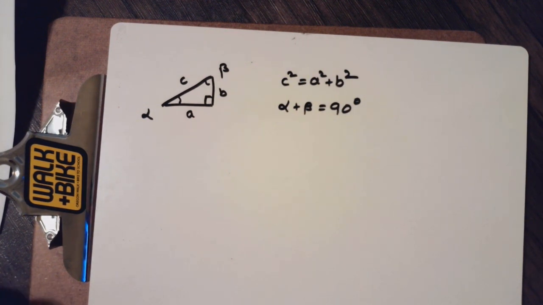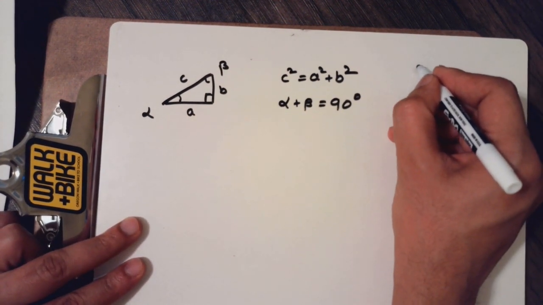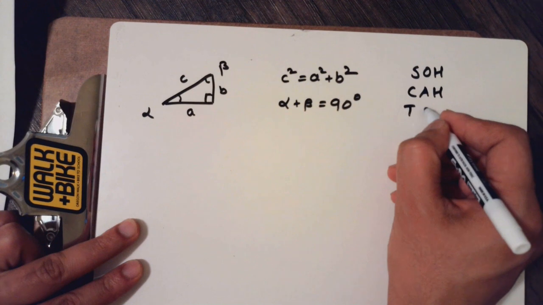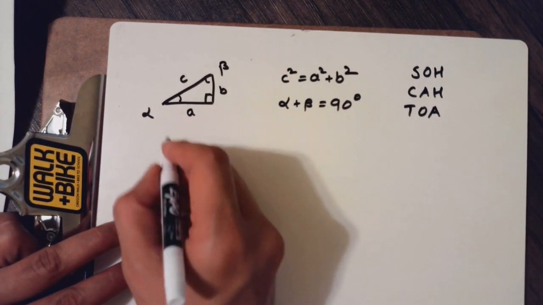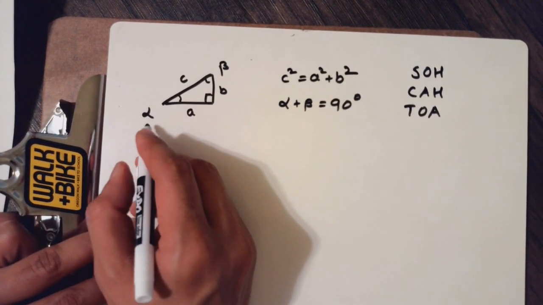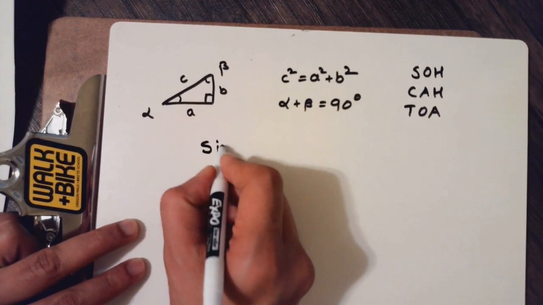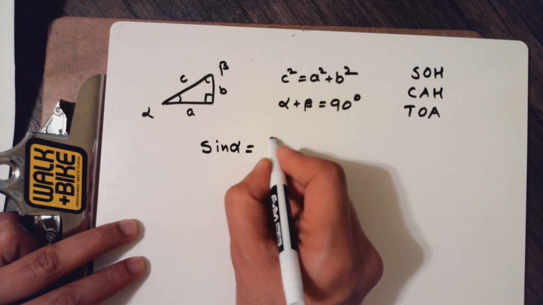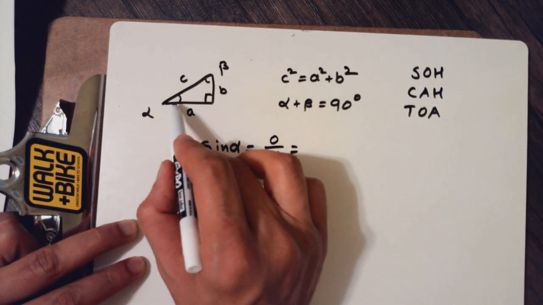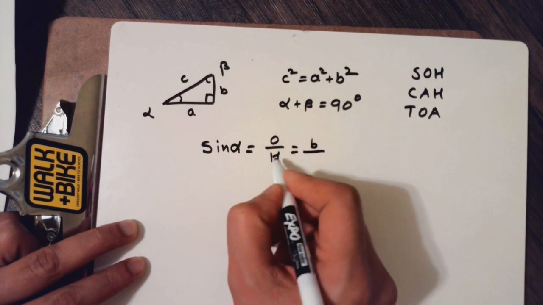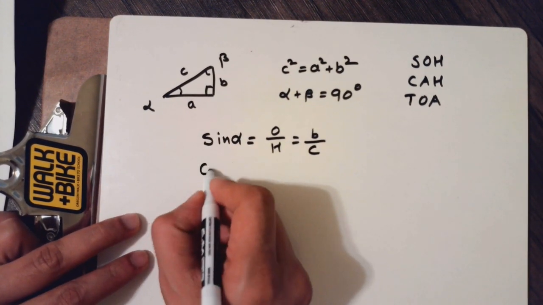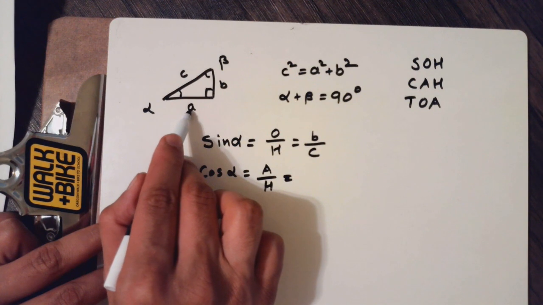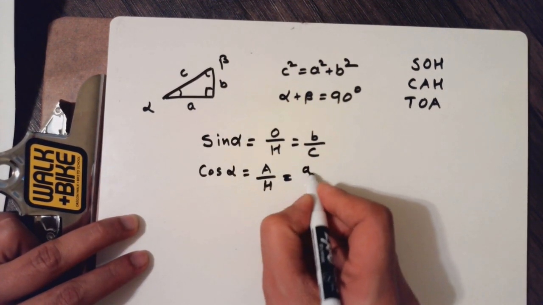And then you learned about these trigonometric ratios. I think there was some acronym like this, right? So let's say alpha. You want to find these trigonometric ratios for this angle alpha. You write sine alpha equals opposite divided by hypotenuse. What is the opposite of alpha? It's this b. So b divided by hypotenuse c. Cosine of alpha equals adjacent divided by hypotenuse, and for alpha, adjacent is this a, so a divided by c.